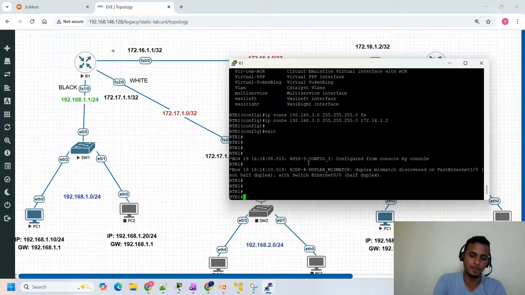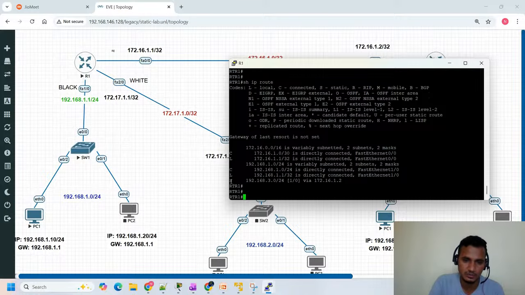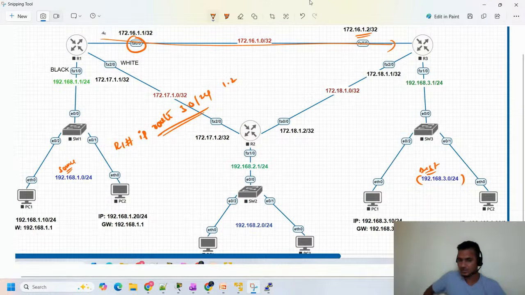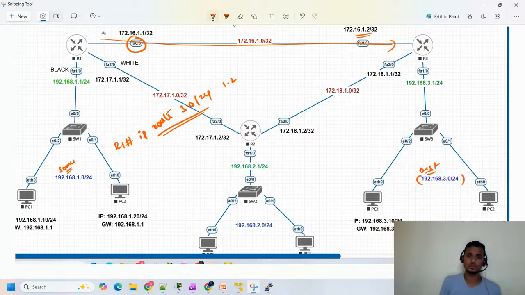So if you want to verify the routing table, the command is show IP route. So if you perform show IP route, here you will see the route. So what is the meaning of this route? So S stands for static. You will see here the legends also. Okay, so S stands for static. And since from R1 router, if you want to reach 192.168.3.0/24, the AD value is 1. Okay, because it's a static route, and you have to go via 172.16.1.1.